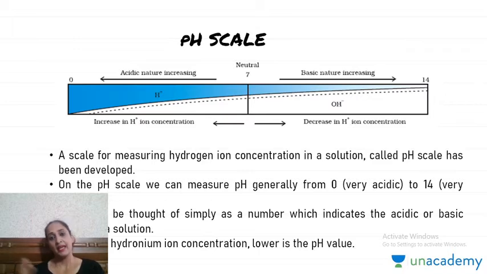And these acids and bases change the litmus paper color. Acids change blue litmus to red, bases change red litmus to blue. So that is the very basic concept about acids and bases. But that just differentiates between acids and bases.